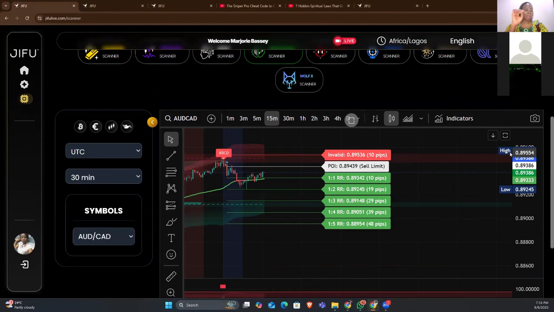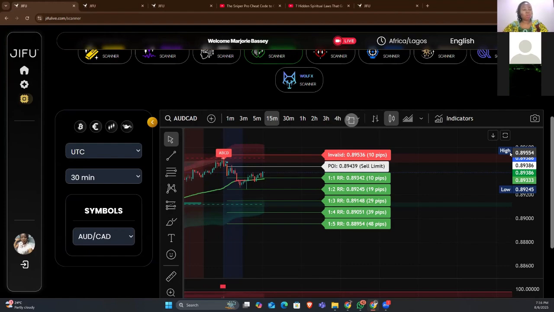All right, so that is the trade idea. Example, AUD CAD, that's the Australian dollar against the Canadian dollar. Now, when you see a trade idea like this in Jifu, you see the red bar. The red bar means invalidation. Invalidation is stop loss, meaning once the price hits that point, the trade is no longer valid. And then you see here POI.